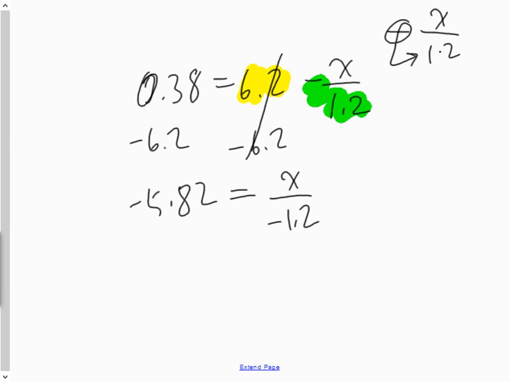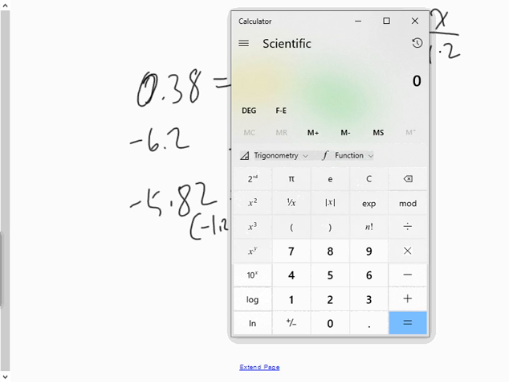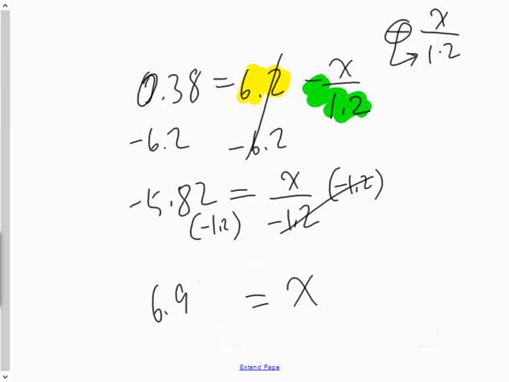The reason you do that is because on your next step, you're going to multiply both sides by negative 1.2 to isolate the variable. I'm going to multiply this side by negative 1.2 as well. Take your calculator: negative 5.82 multiplied by negative 1.2. You don't need to put the negative stuff because a negative times a negative is going to be a positive, and it equals 6.984. So x is going to equal positive 6.984.